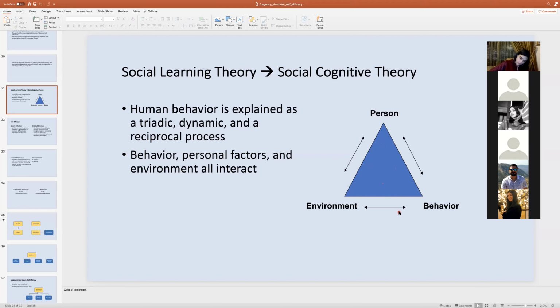The problem, however, is that despite the conceptual value of this theory, it is very difficult to pin down or to use in empirical research. The whole idea about the theory is that this change is continuous and dynamic. When you have a change in the environment, then the person will change and the behavior will change. When the behavior changes, then the environment will change.